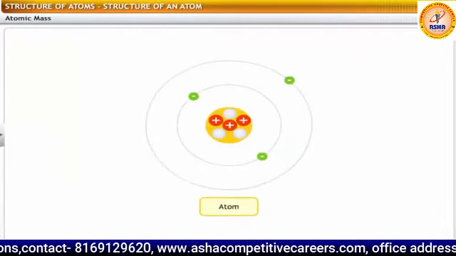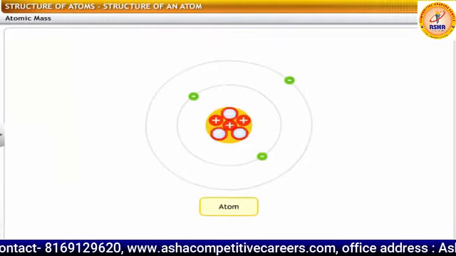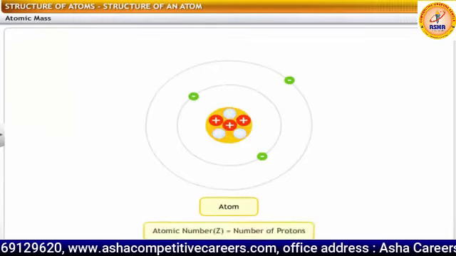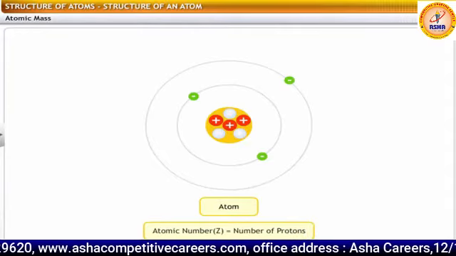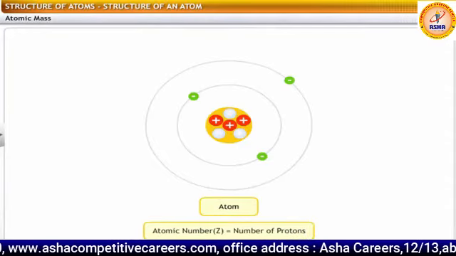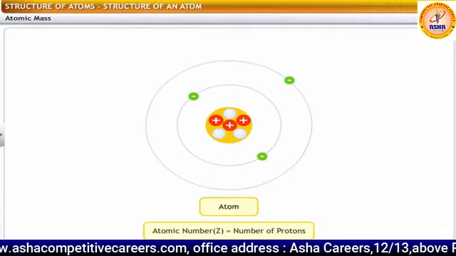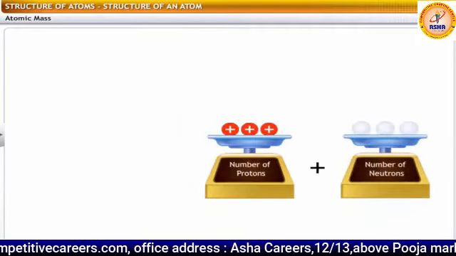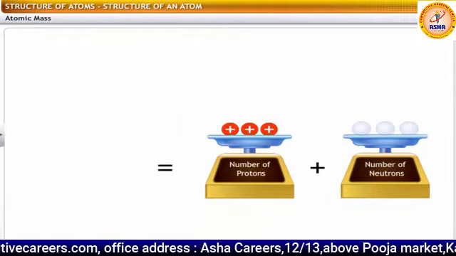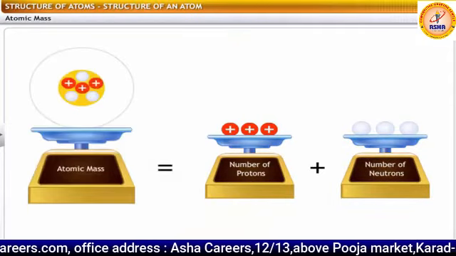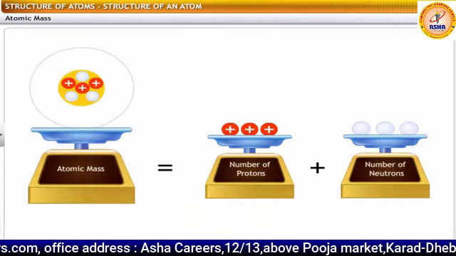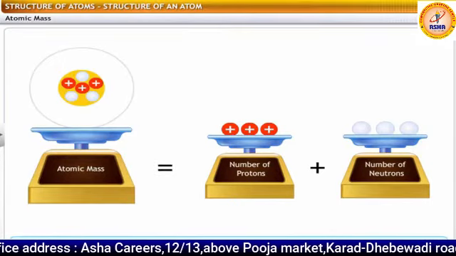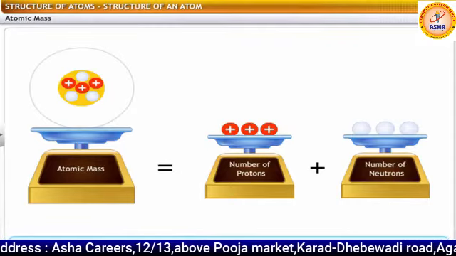An interesting aspect came into picture after the discovery of a neutron by Chadwick. Till then, only the atomic number of an element was in existence, which referred to the number of protons present in the nucleus of an atom. The total mass of the protons and neutrons inside the nucleus was regarded as the atomic mass of an element. Therefore, atomic mass can be defined as the total number of protons and neutrons present in one atom of an element.